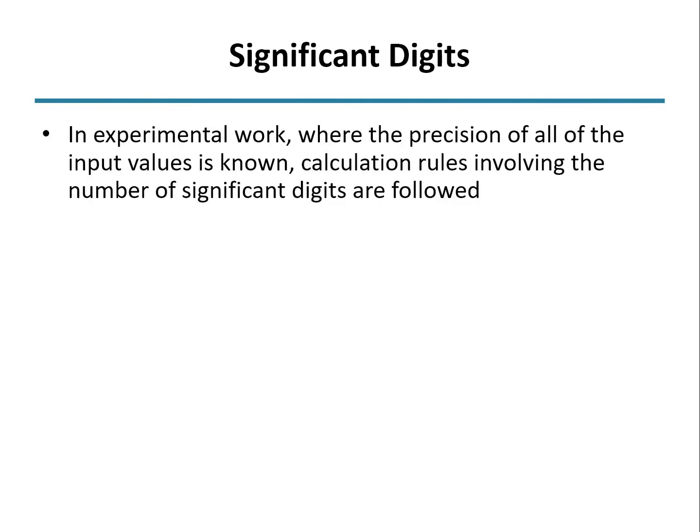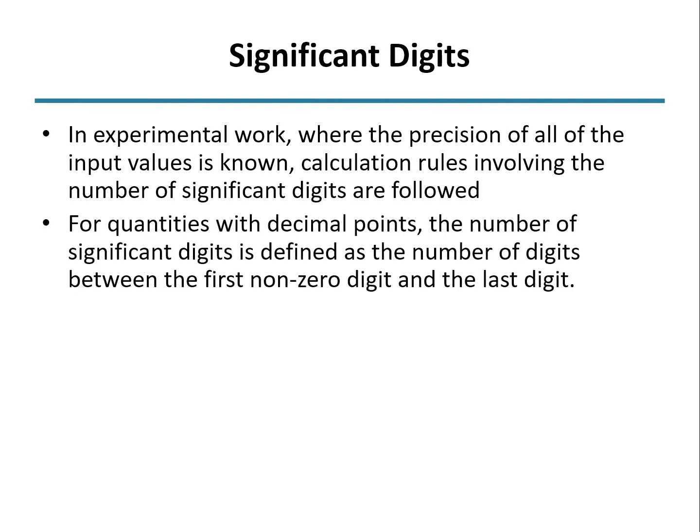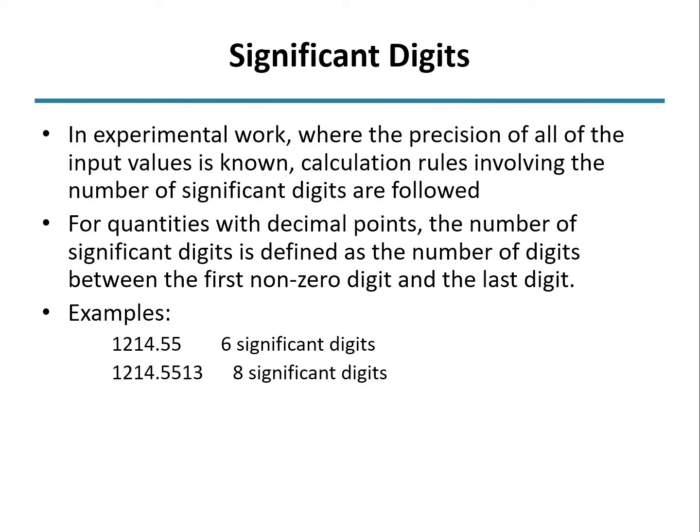We looked a little bit at significant digits, and go through that pretty quickly because a lot of times we don't know what the significant digits of our inputs are. But if we're doing experimental work in the lab, then yeah, you try to follow those rules. And so if you have decimal points, the significant digits are defined as the number of digits between the first non-zero digit and the last digit. So in this case, there'd be 6 significant digits. And if we lead with zeros, all those zeros don't count. So between the first non-zero digit and the last, this is only 2 significant digits.